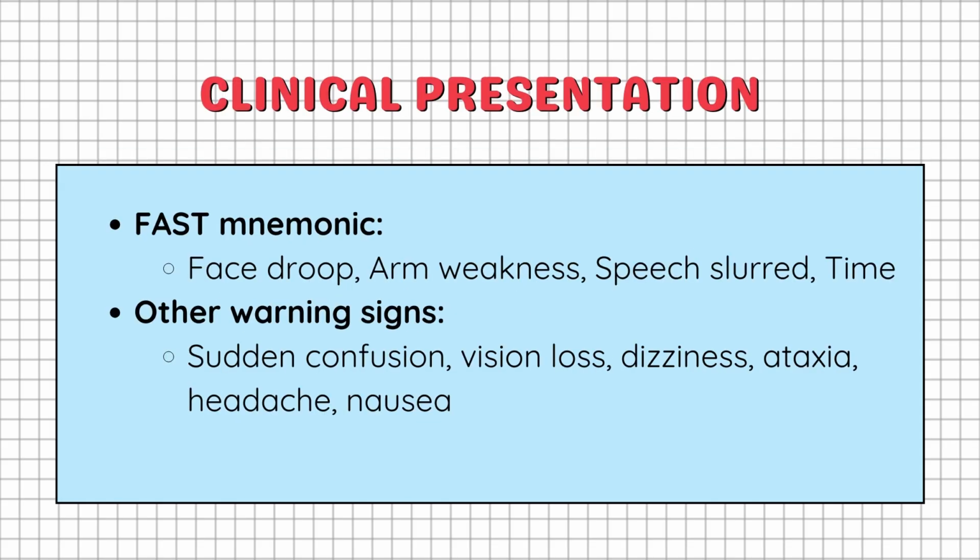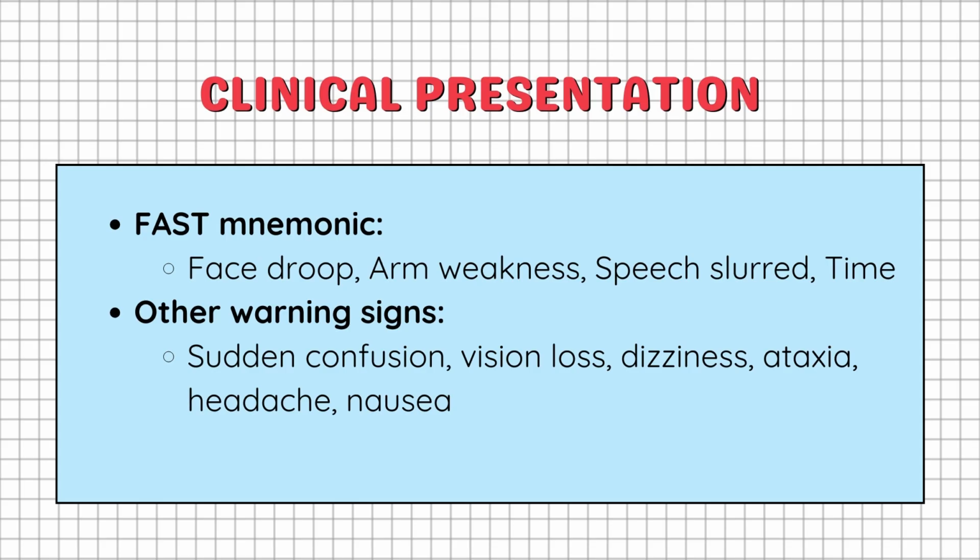Recognizing the clinical signs of stroke quickly can save brain function and lives. The most widely used tool is the FAST mnemonic: F for face drooping, A for arm weakness, S for speech difficulty, and T for time to call emergency services immediately.